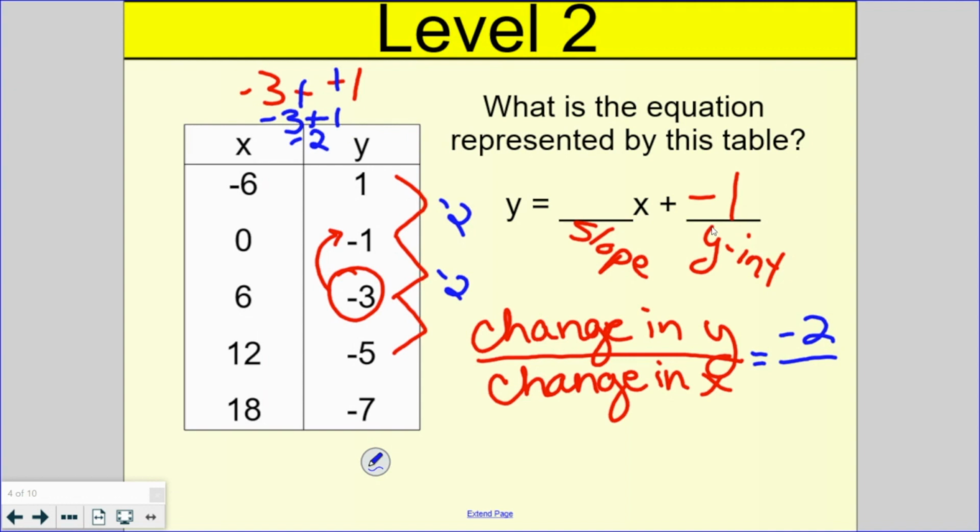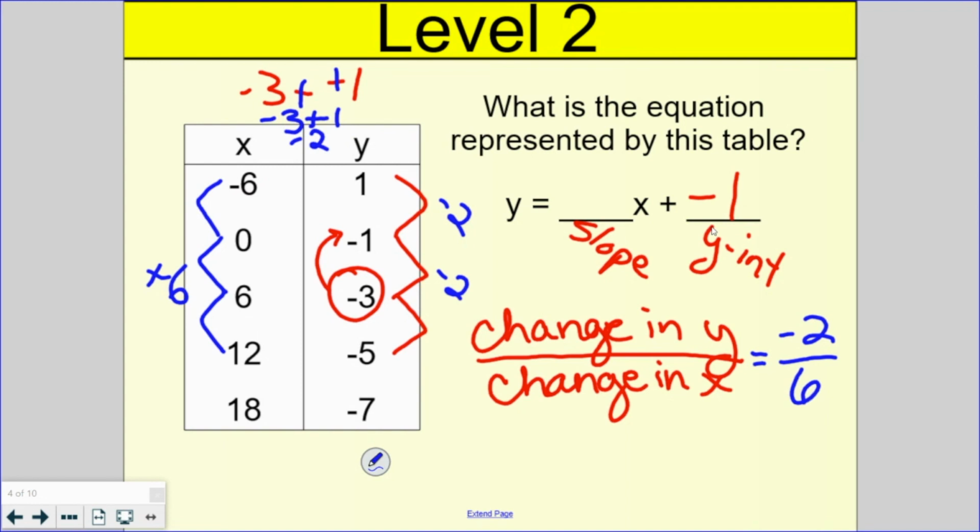Now we need to figure out our change in x. Come over here to the x column, and we have -6 to 0, 0 to 6, 6 to 12. We can see that we are adding 6 every time. So our change in x is 6.